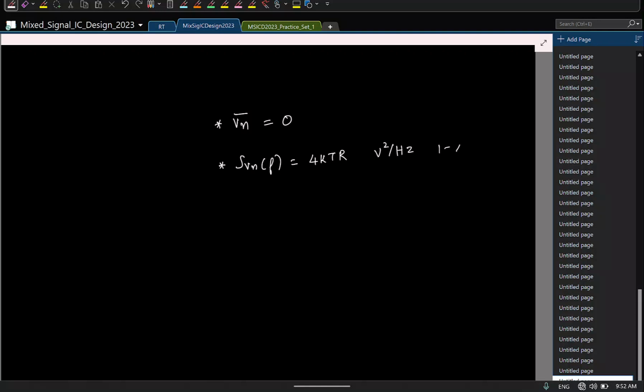So this is the one-sided PSD. And again, k is the Boltzmann constant. What is its value? What are the units? Joule per Kelvin, right? Remember, kT is energy. So k should have joules per Kelvin, and T is the temperature in Kelvin, and R is the resistor value. Okay. Great.